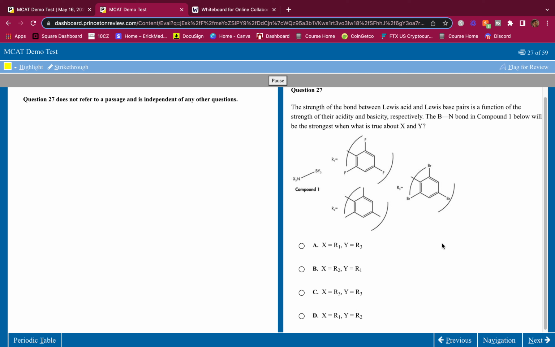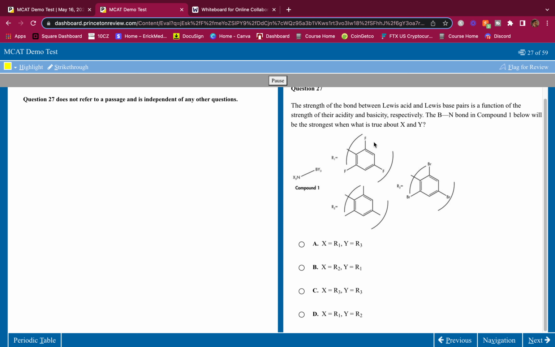27. The strength of the bond between Lewis acid and Lewis base pairs is a function of the strength of their acidity and basicity, respectively. The BN bond in compound one below will be the strongest when what is true about X and Y? Okay, so we have a BN bond here. And if I want to make this strong, I want to make one very electronegative and the other one not, or in terms of Lewis acid and Lewis base, I want to make one very Lewis base and one very Lewis acid.